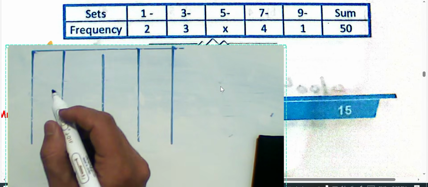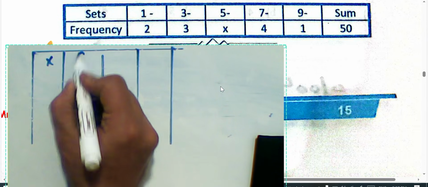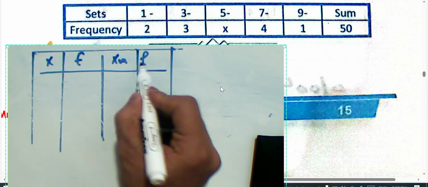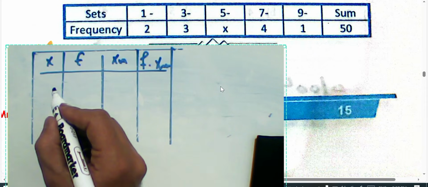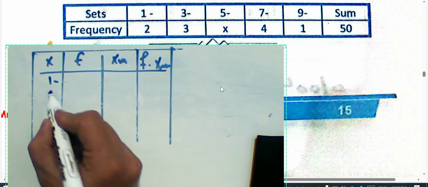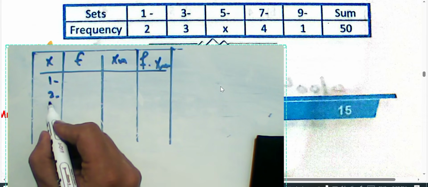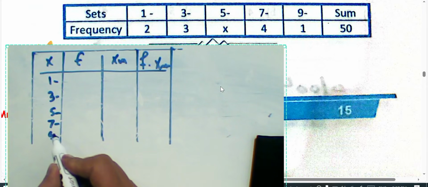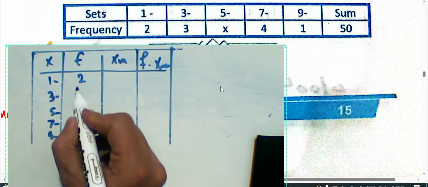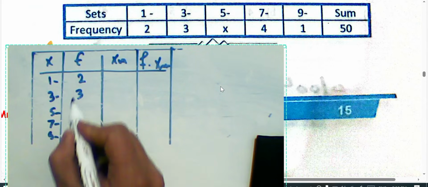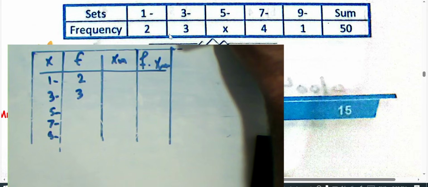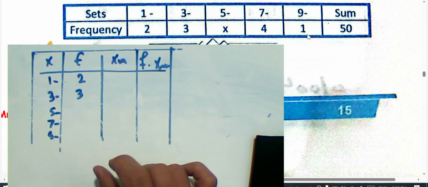First step, I will write here x and frequency, and the center of sets, and the product between frequency and the center of x. X here was 1, 2, 3, 5, 7, and 9. And frequency here 2, 3. We can find frequency and we can find x here, 2 plus 3 plus 4 plus 1. They give me the sum was 50.